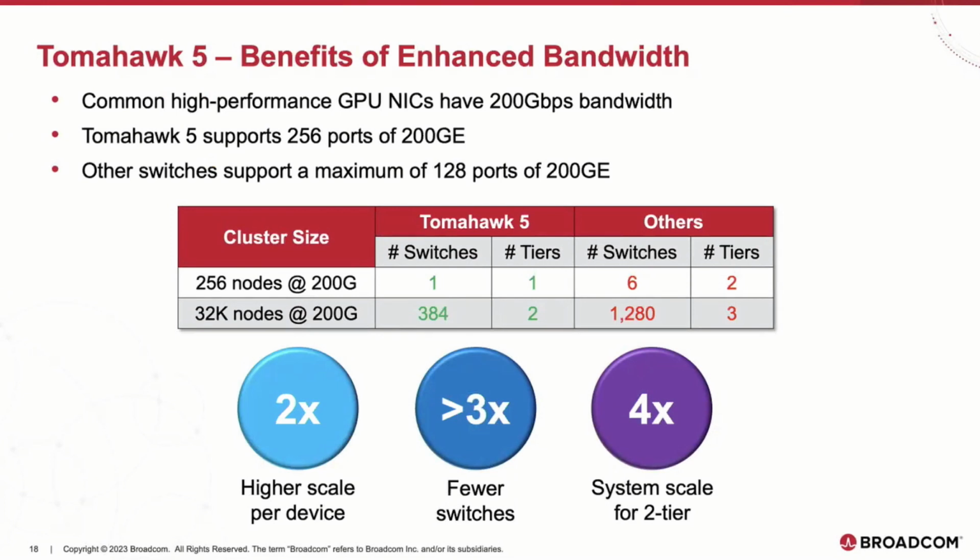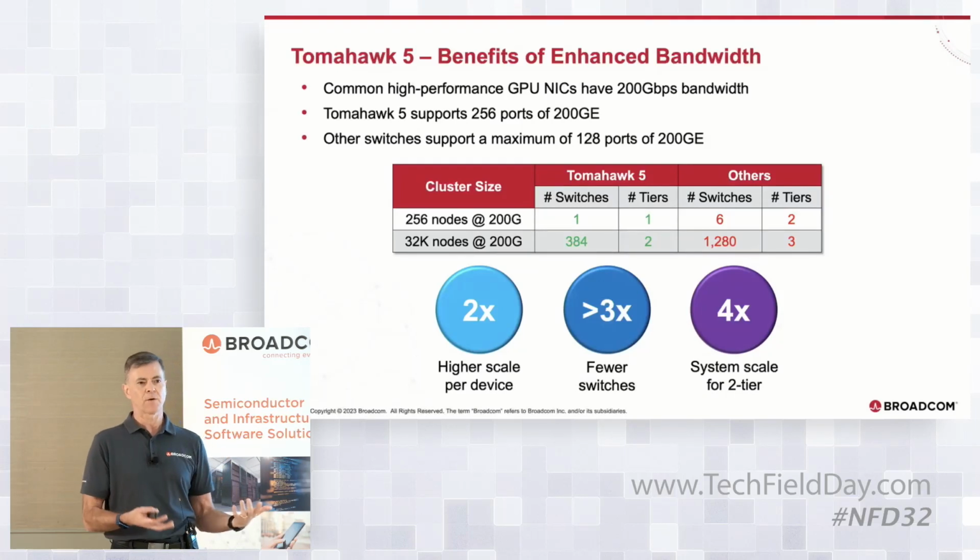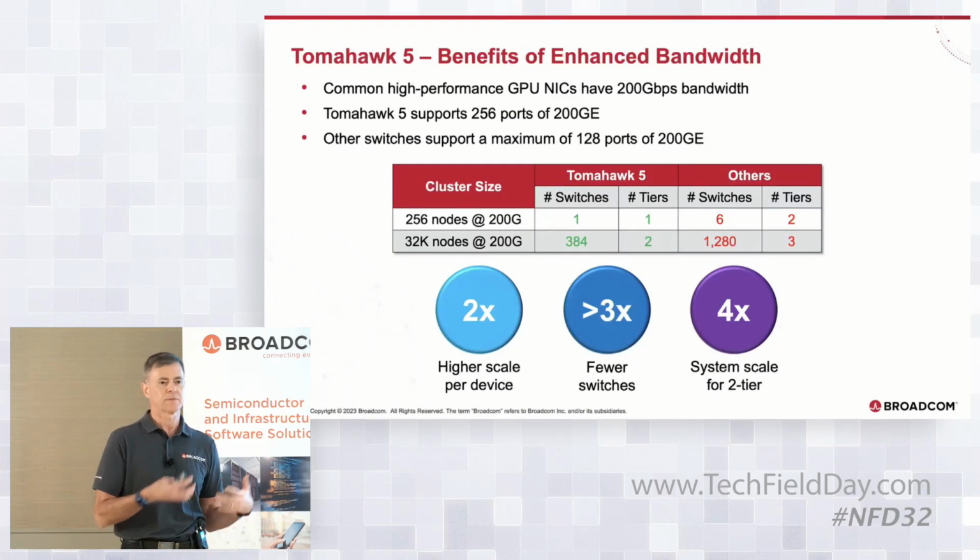If you wanted to go, say, to a fairly large GPU cluster, 32K nodes, that would be 384 Tomahawk 5s. That's just in 2 tiers. Any competing solution, you'd have 3x or more than 3x the number of switches, and that would have to be done in 3 tiers. So again, that's why we focus so much on getting to the next bandwidth level, the next radix level, because it's so powerful as far as reducing the cost, the complexity, and the power.